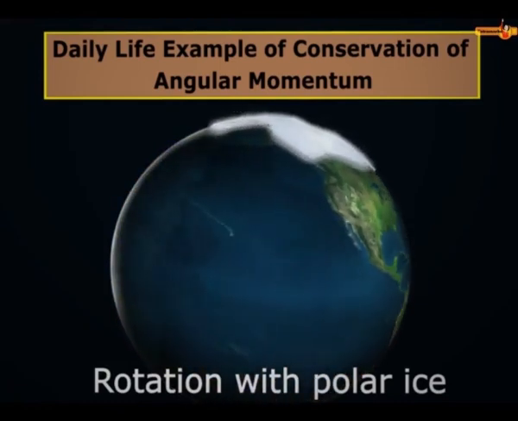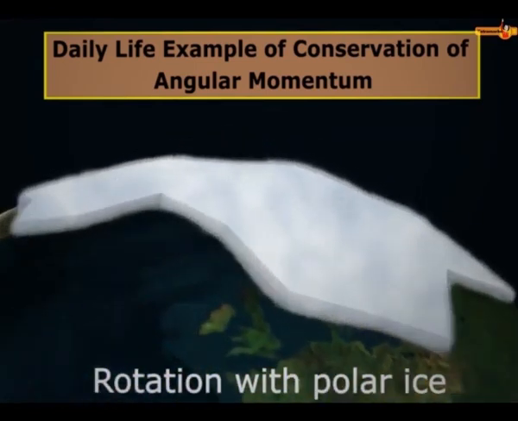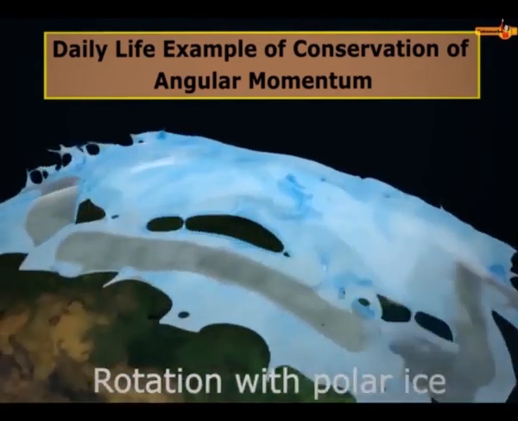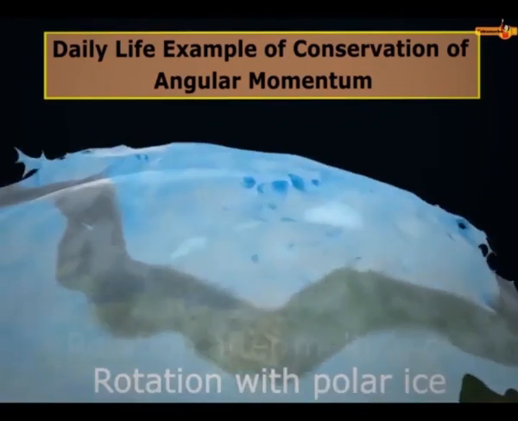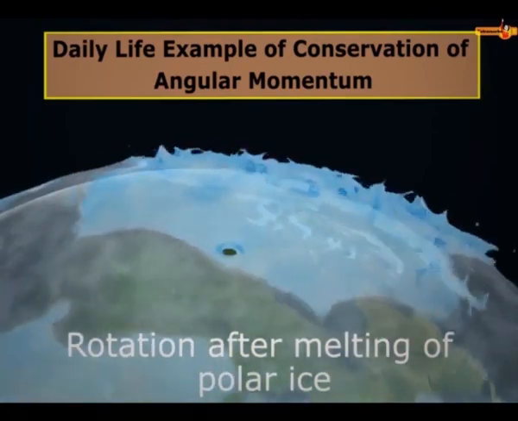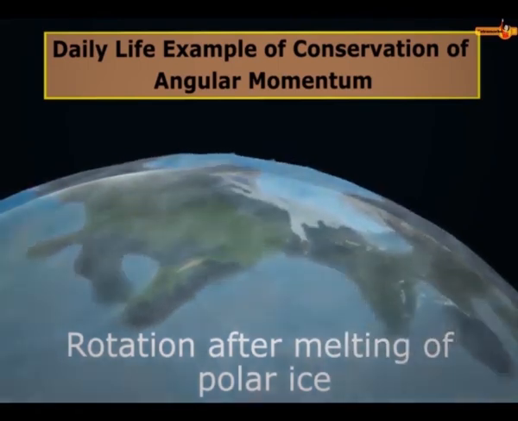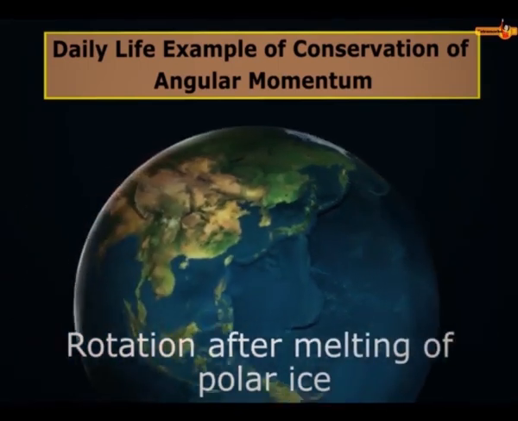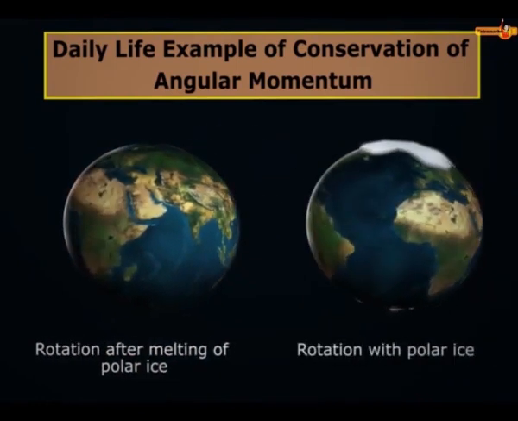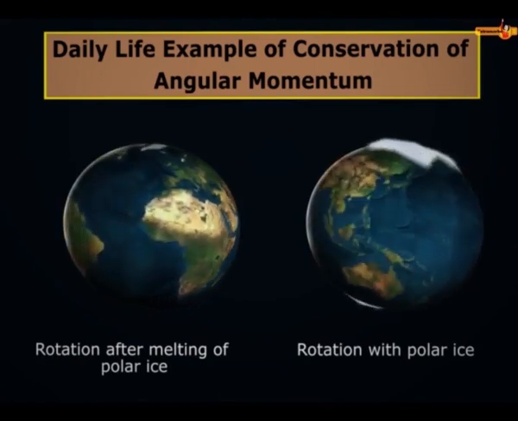Initially, when the ice is on the poles near the axis of rotation, the moment of inertia of the Earth is less. But when this ice melts and water flows and spreads on the Earth's surface, the moment of inertia of the Earth will increase. In the absence of external torque, the angular momentum of the Earth will remain constant, and hence angular velocity will decrease. This results in a longer duration of the day on the Earth.